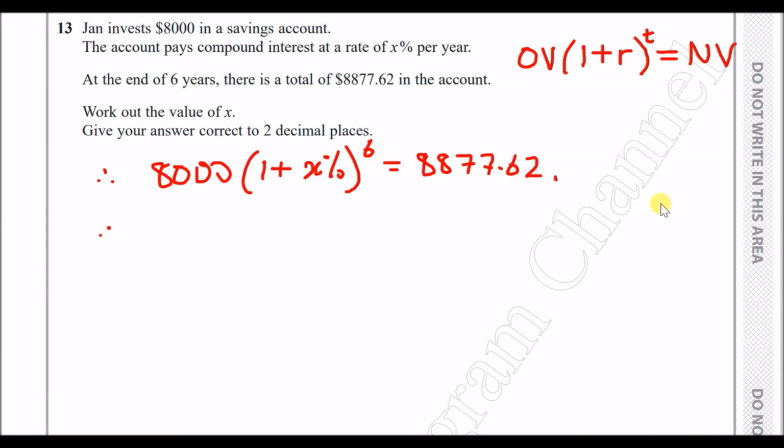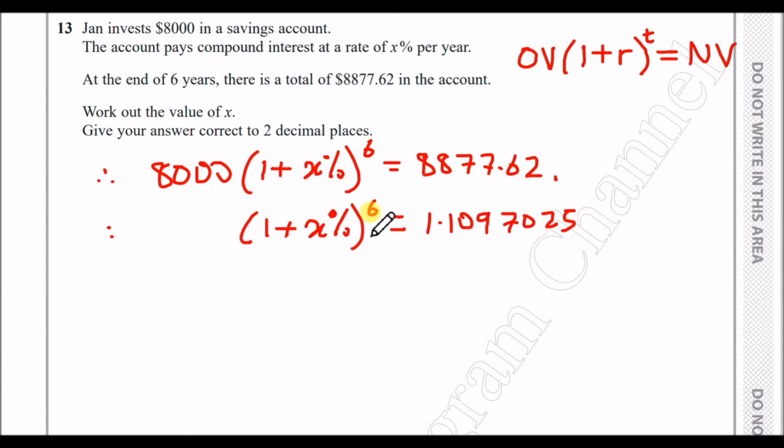So let's try it out. So first things first, I would divide 8,000 across, guys, yeah? Because that's going to simplify the equation. If you do that, you're just left with the bracket. So 1 plus X% to the power 6. This value, 8,877.62 over 8,000 gives us roughly 1.1097025. It's better you write all the digits for now.